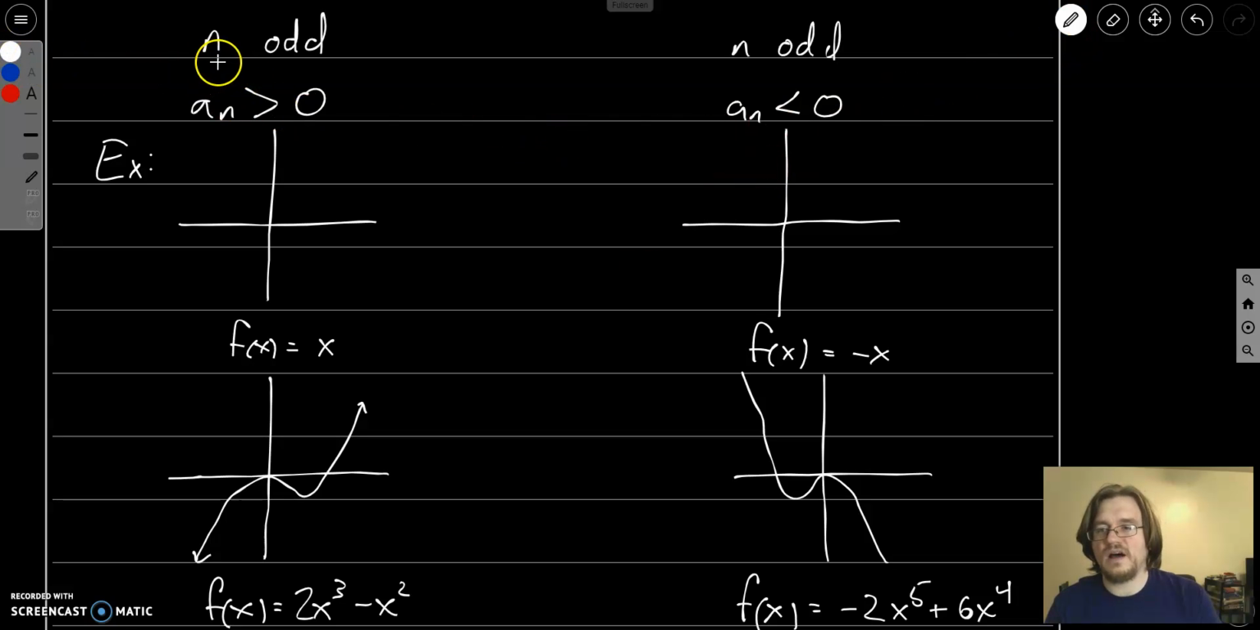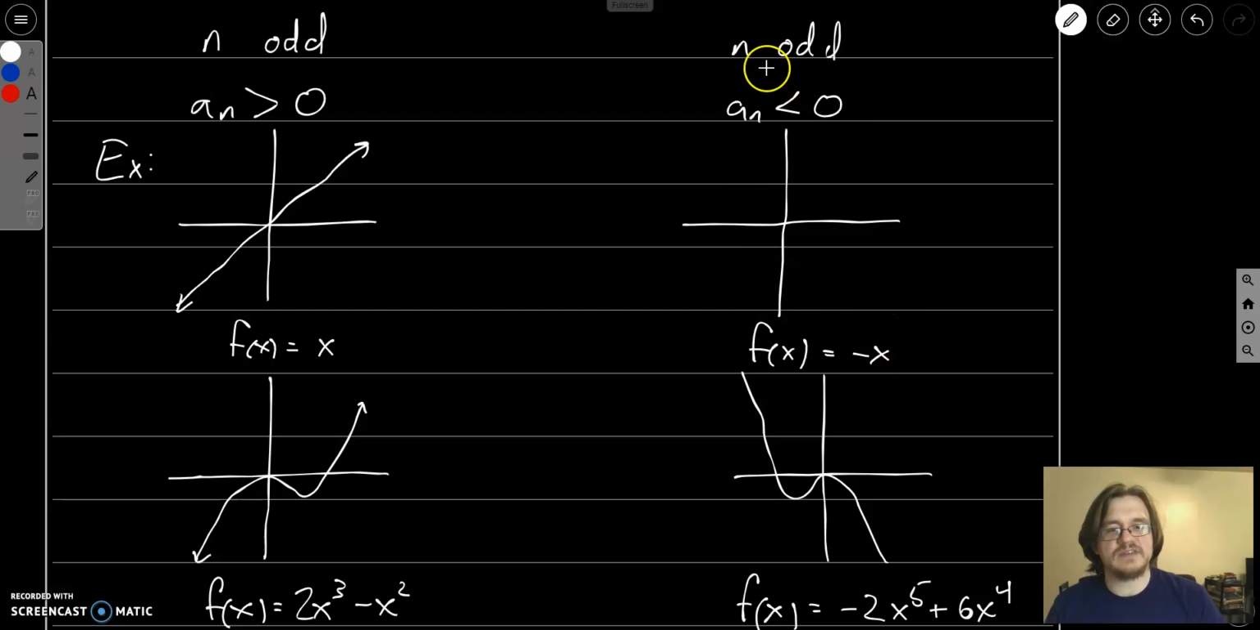So when n is odd and that leading coefficient is positive, we could have something like f of x is equal to x. Remember that x is just the same thing as 1 times x, but we don't normally write the 1 times x. We know how to graph this function. The x-intercept is 0, the y-intercept is 0, and we just get a straight line going up and to the right. So the end behavior, far to the right-hand side, we're going up. Far to the left-hand side, we're going down, or coming up from the bottom.